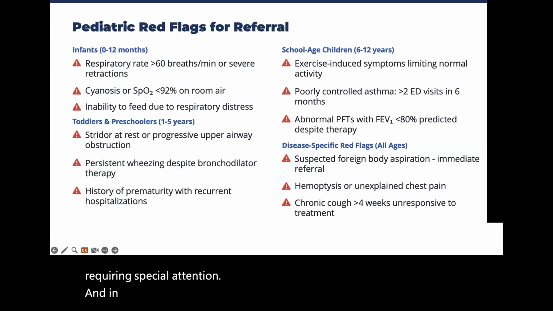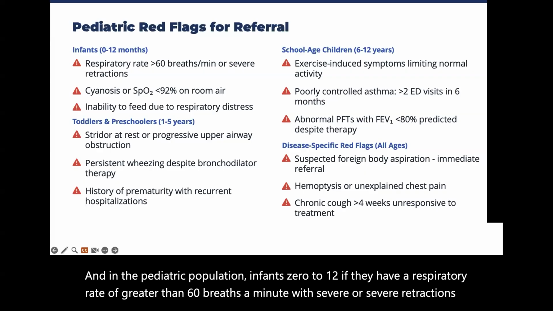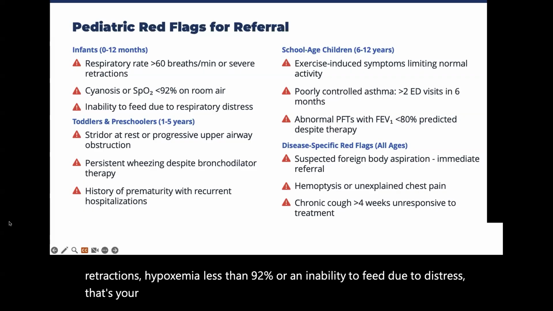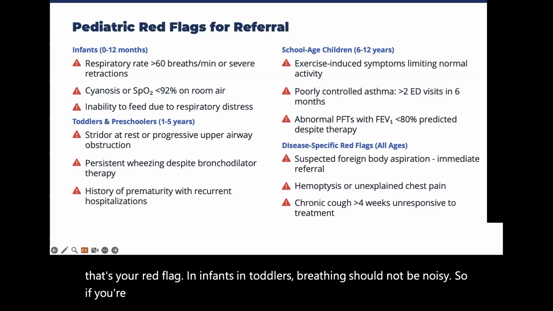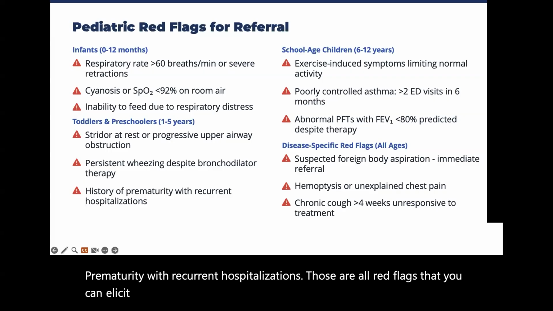And in the pediatric population, infants 0 to 12 months, if they have a respiratory rate of greater than 60 breaths a minute with severe retractions, hypoxemia less than 92%, or an inability to feed due to distress, that's your red flag in infants. In toddlers, breathing should not be noisy. So if you're hearing stridor or persistent wheezing, or prematurity with recurrent hospitalizations, those are all red flags that you can elicit in the history.